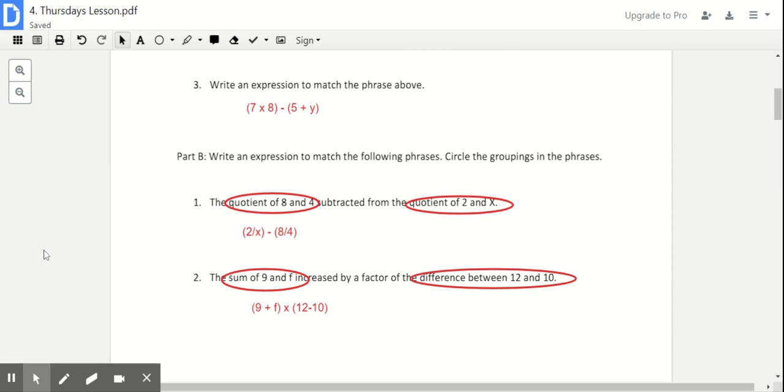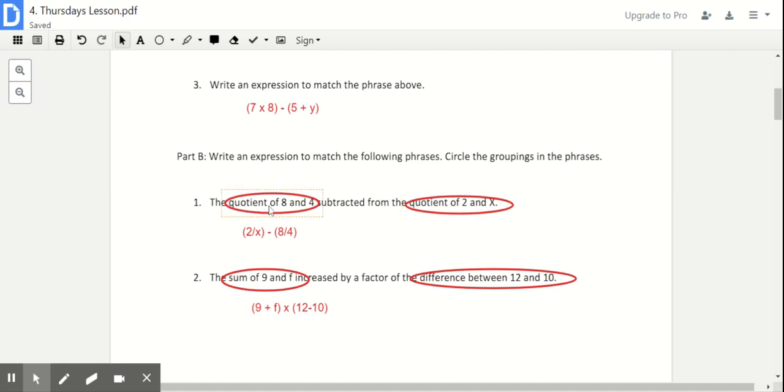All right, so welcome back from trying out how to write the expression to match the following phrases and circling the groups in the phrases. Of course, my first step was to circle the groups so I know what should be going in my parentheses to begin with. Number one asked for the quotient of 8 and 4 subtracted from the quotient of 2 and x.